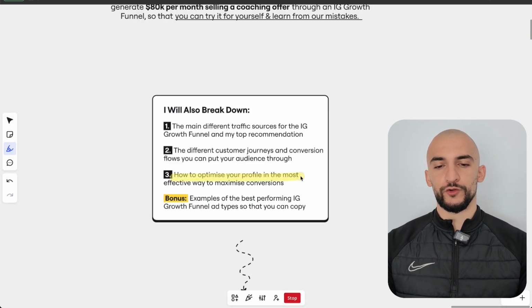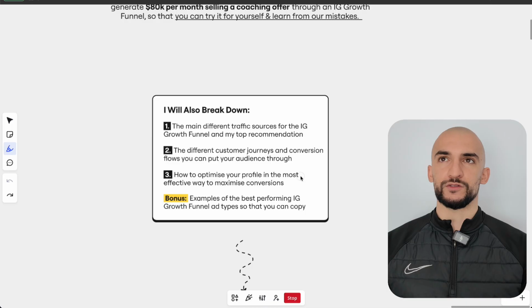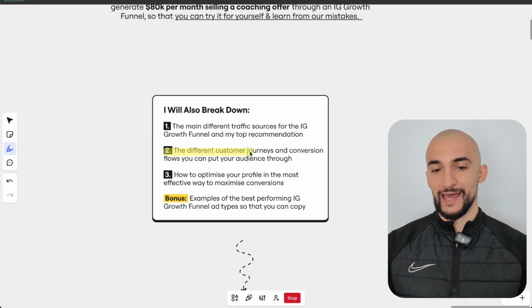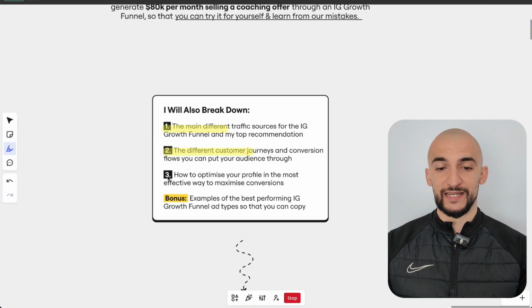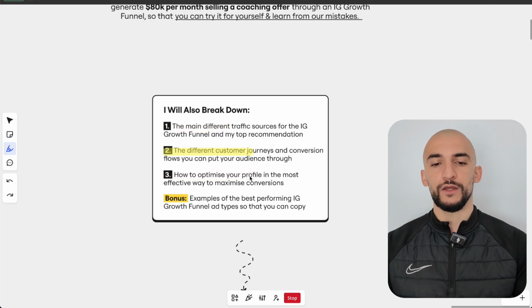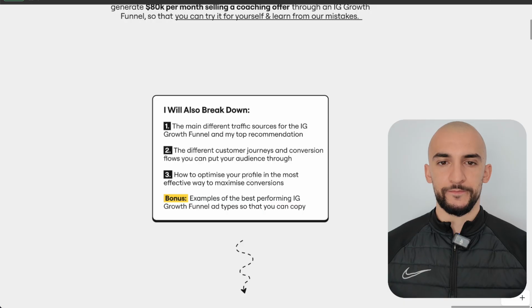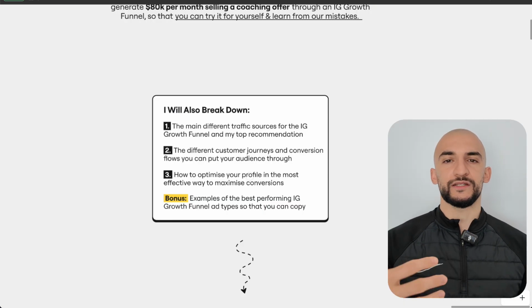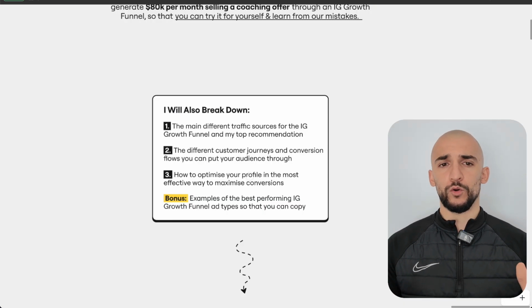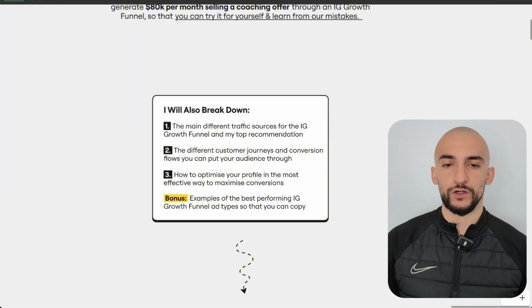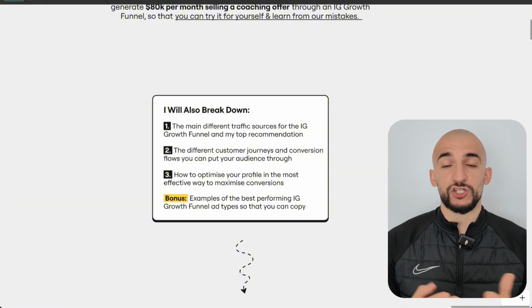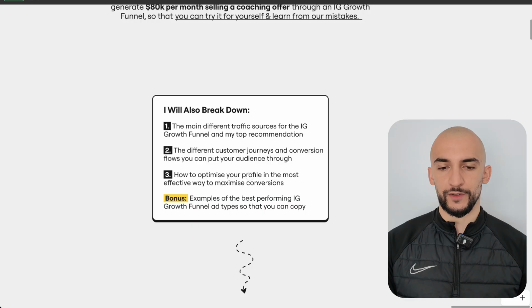And then I'm going to be walking you through how to optimize your profile in the most effective way possible, because at any point of these three stages, you can get it wrong. The Instagram growth funnel is simple, but it's not easy. Okay, so I'm going to be walking you through the mistakes that we've made, or just where people typically go wrong, and just how we were able to generate $80,000 per month using this funnel.